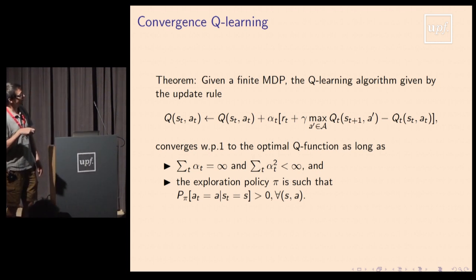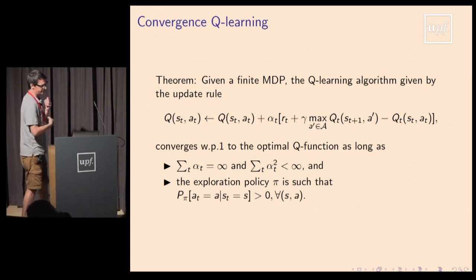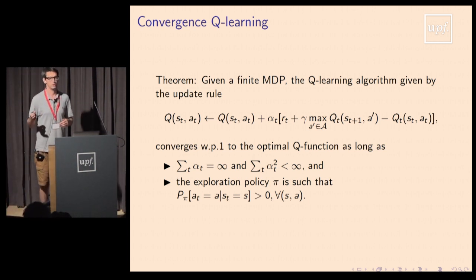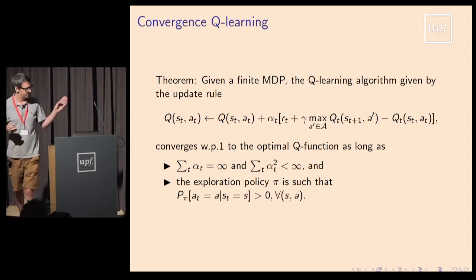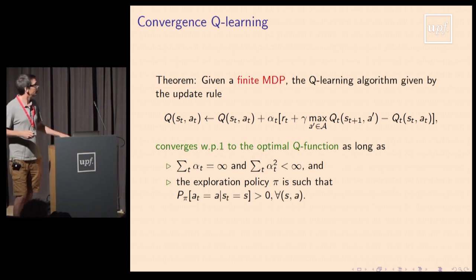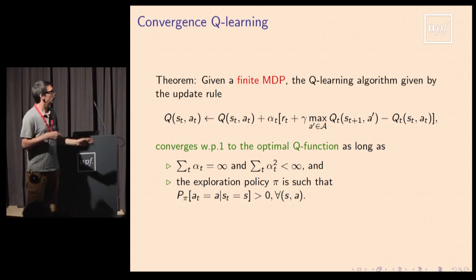And the second condition, besides the learning rate, is that your exploration policy should be explorative enough such that you can visit an infinite number of times every state action pair in your environment. So in the finite MDP setting, with a finite state space and finite action space, we converge.